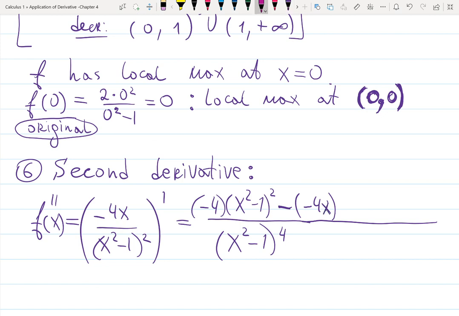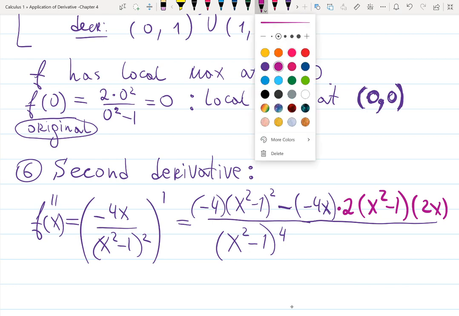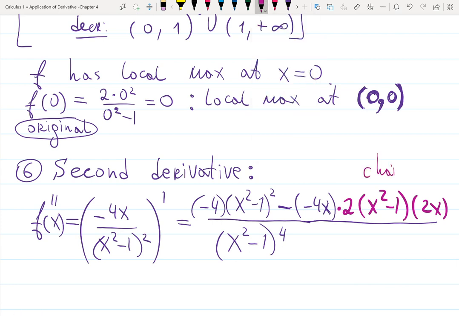The derivative of the denominator is 2 goes down, copy x squared minus 1, change the power so it's to the first, times the derivative of the function inside, which is 2x. And then I will make a small note. That's chain rule. Your favorite thing ever, chain rule.